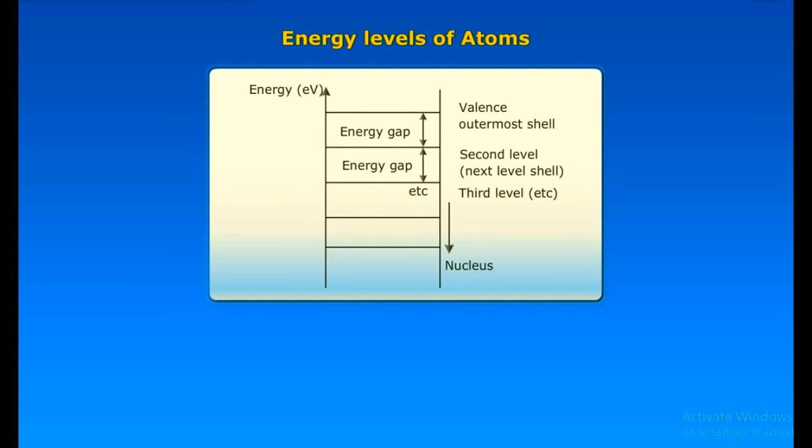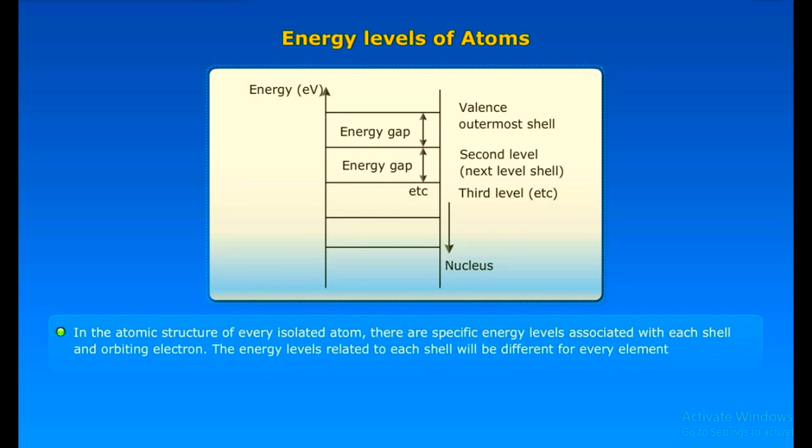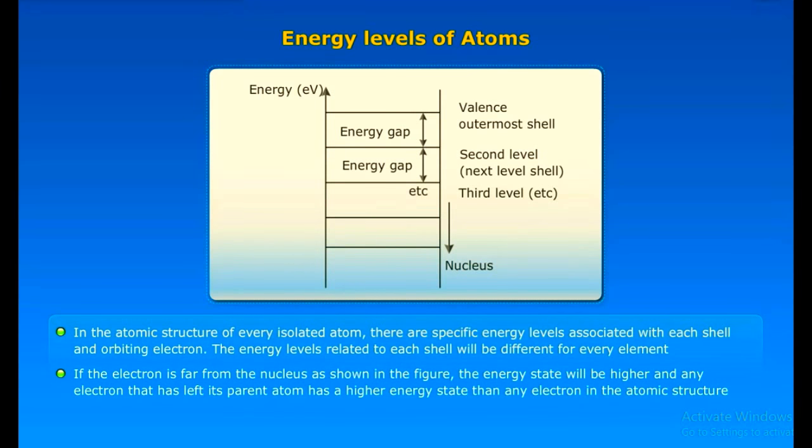Energy levels of atoms. In the atomic structure of every isolated atom, there are specific energy levels associated with each shell and orbiting electron. The energy levels related to each shell will be different for every element. If the electron is far from the nucleus, as shown in the figure, the energy state will be higher, and any electron that has left its parent atom has a higher energy state than any electron in the atomic structure.